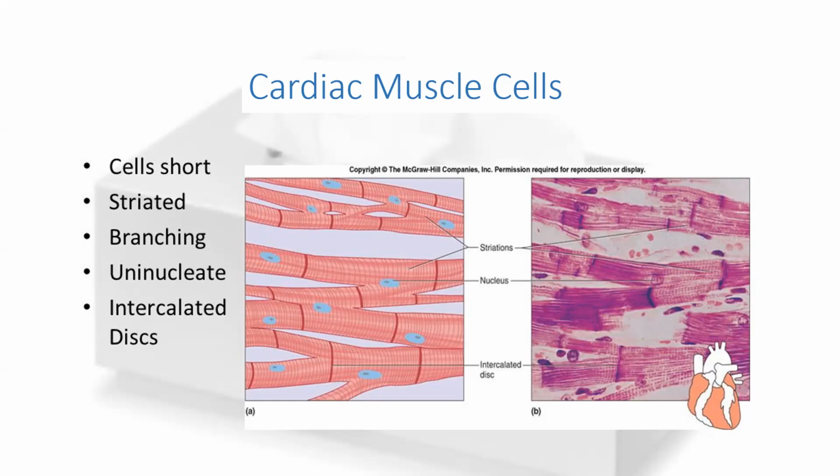And so no other cell functions that way. None of our skeletal muscle cells, like the biceps or the triceps or anything like that, we control the strength of those muscles. But with the heart, it's everything. It's all or nothing.